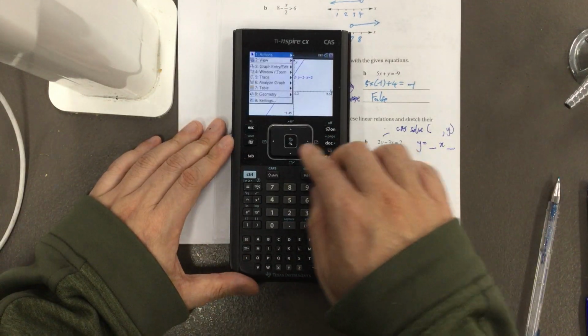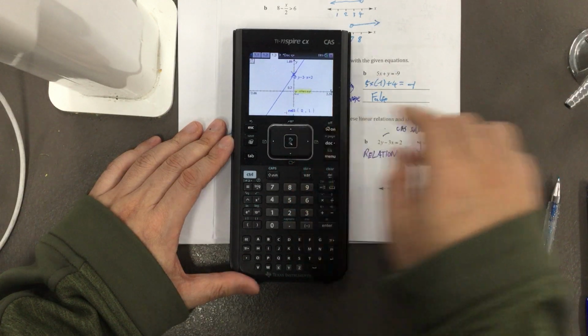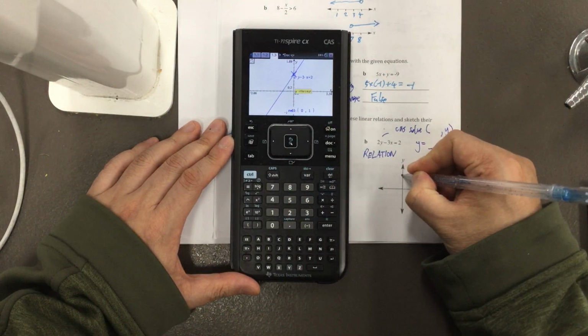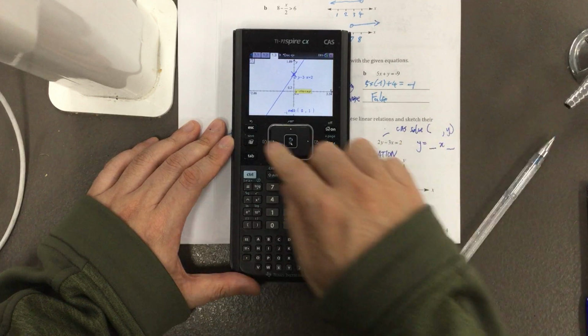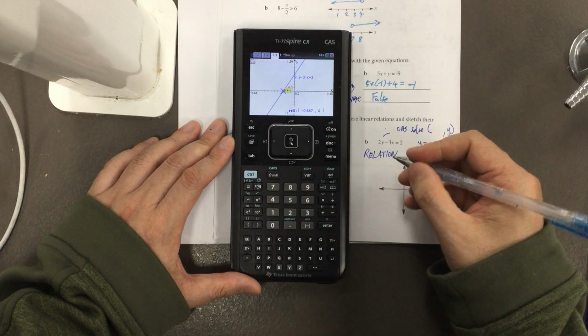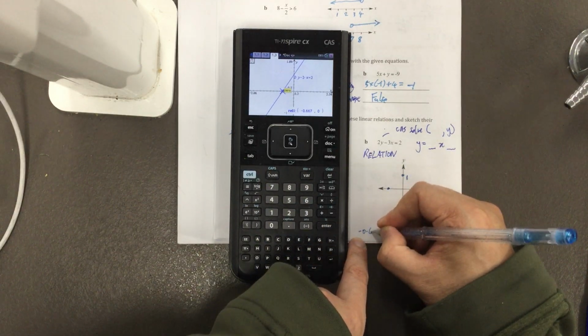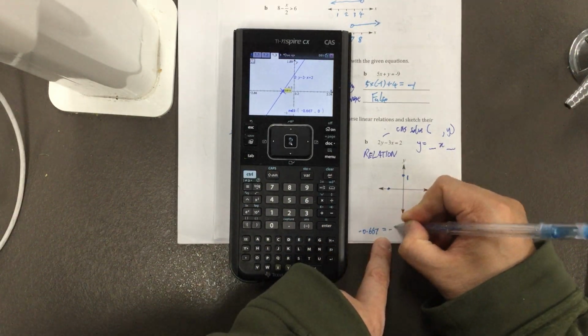And so once again, we go to trace, graph trace. You go to the right. Okay, y-intercept is 0, 1. Okay, that means it's at 1. X-intercept, you go to the right, 0. It is at now negative. Now negative 0.667 is the same as negative 2/3.